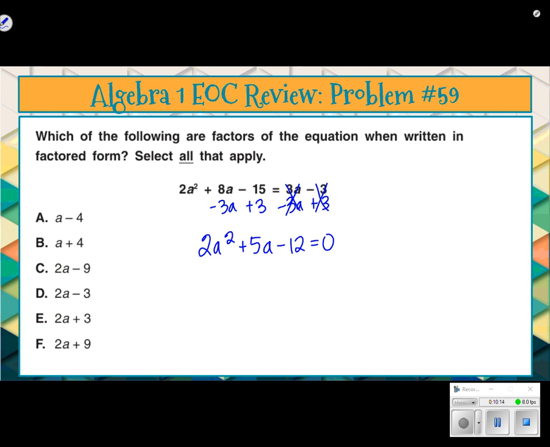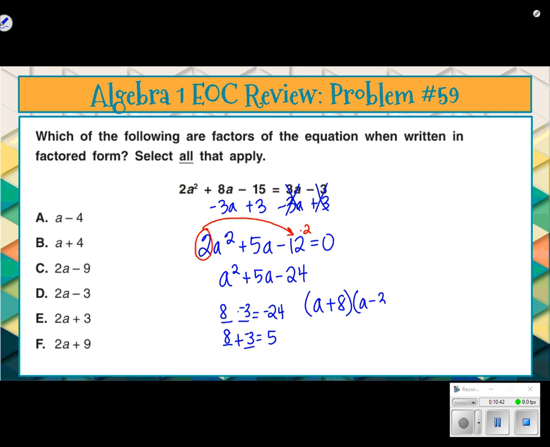All right, here I would slide and divide, so I'm going to slide that 2 to the end and multiply it times the negative 12. So I'm going to get a squared plus 5a minus 24. Then I'm going to find two numbers that multiply to give me negative 24 and add to give me 5. Those numbers are going to be 8 and negative 3. So I've got a plus 8, a minus 3, and then I have to go back. I did a slide with my 2, so I've got to go back and divide by 2, and that's going to be a plus 4, which we have there as b, and 2a minus 3, which we have here as d. Those are our two answers.